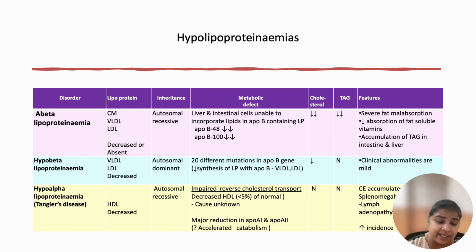Hypobetalipoproteinemia, similar to the previous one, it is just that there is more decrease, not complete absence. Many mutations have been seen with respect to ApoB gene. So, therefore, synthesis of lipoprotein with reduced ApoB. Hypoalphalipoproteinemia, this is decrease in HDL because HDL is the alpha lipoprotein. So, decrease in HDL levels leads to reduced reverse transport of cholesterol. So, therefore, cholesterol will accumulate and they are at a higher risk for coronary artery disease.